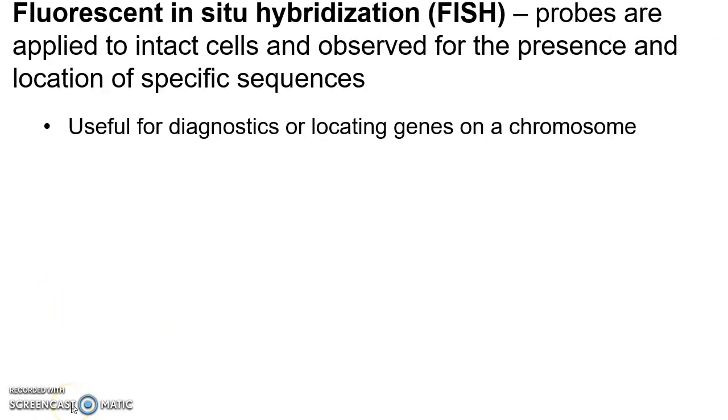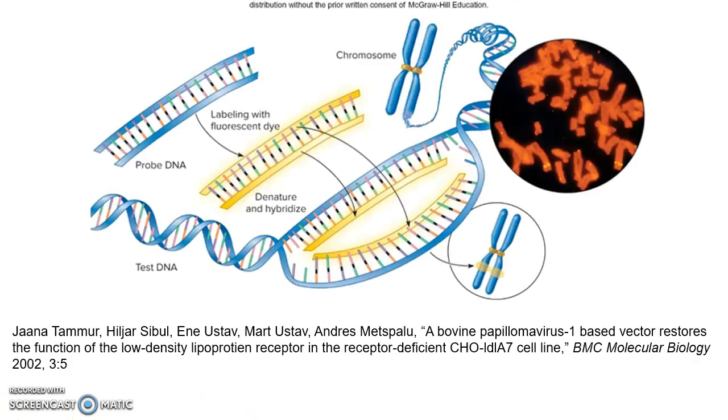Another technique that's used is called FISH, or fluorescent in situ hybridization, and that is the use of probes to try to find specific sequences within intact cells. And so you can use that for medical diagnostics, or locating genes on a chromosome. In FISH, the probes are labeled with fluorescence, and when they're placed either into an intact cell or incubated with DNA, then they're looked at under a UV microscope, and you can actually see the fluorescence, which shows the locations of particular genes.